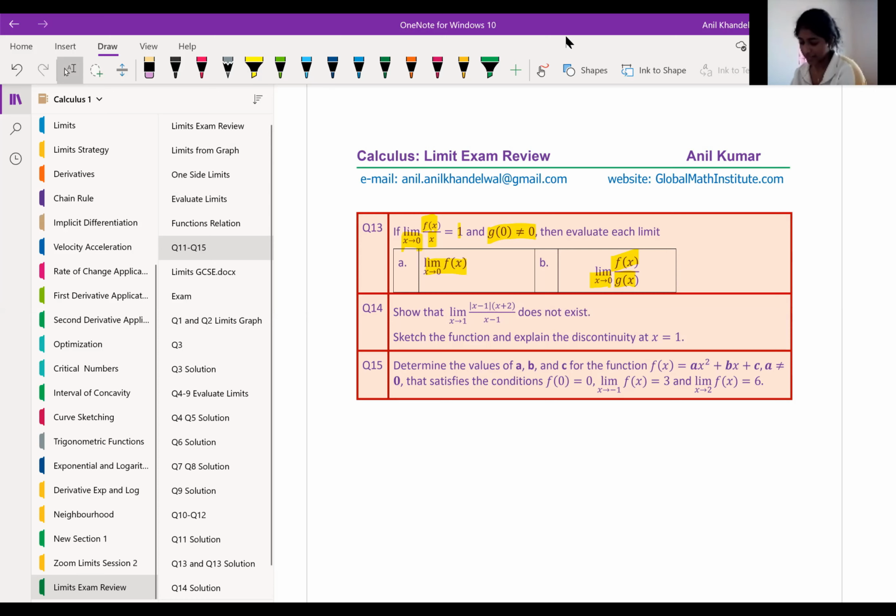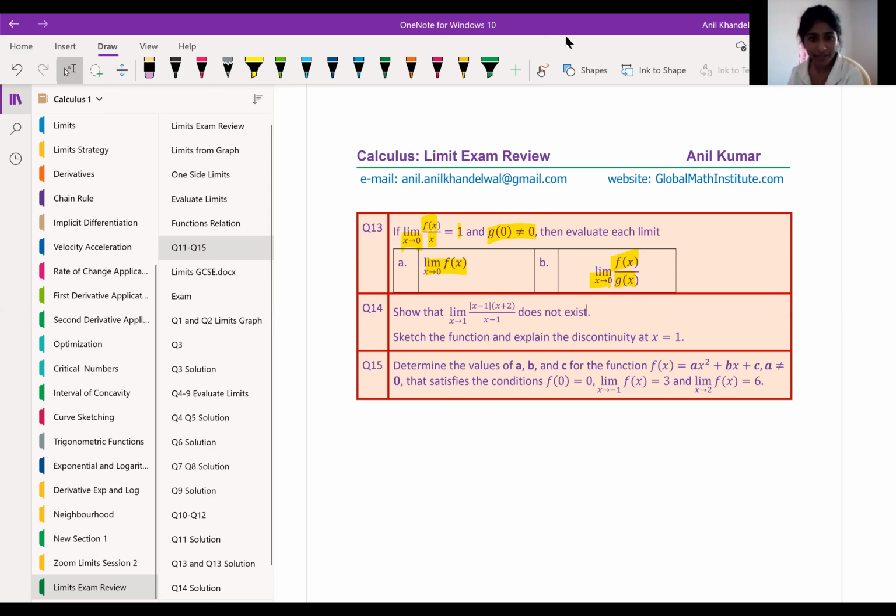Yeah. So what I did was, initially, it says f of 0 equals 0. So I just subbed the 0 into the ax squared equation, and I got c as 0. Good. Correct.